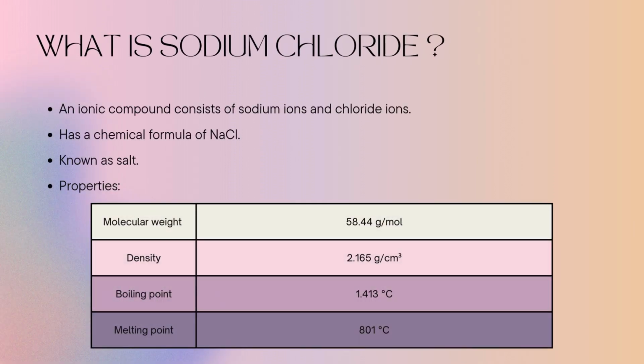First of all, I will introduce you a bit about sodium chloride. Sodium chloride is an ionic compound consisting of sodium ions and chloride ions. It has a chemical formula of NaCl. It is also known as salt or table salt. It has a molecular weight of 58.44 gram per mole, density of 2.165 gram per cm cube, boiling point of 1,413 degrees Celsius, and melting point of 801 degrees Celsius.